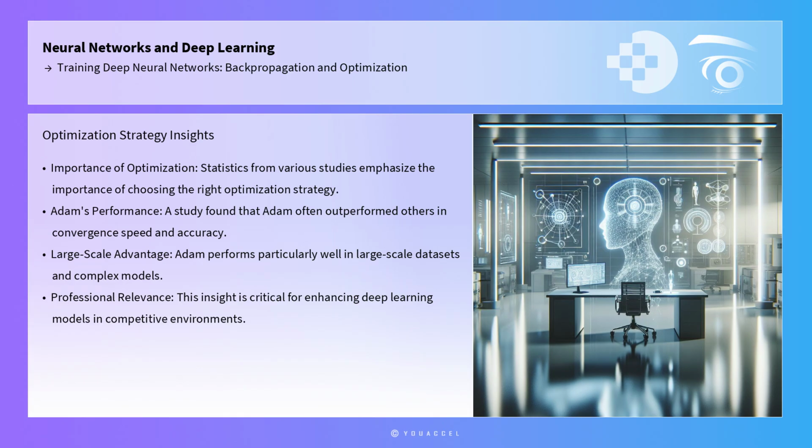Statistics from various studies emphasize the importance of choosing the right optimization strategy. A study comparing different optimizers found that Adam often outperformed others in terms of convergence speed and final accuracy, particularly in large-scale datasets and complex models. This insight is critical for professionals seeking to enhance the performance of their deep learning models in competitive environments.